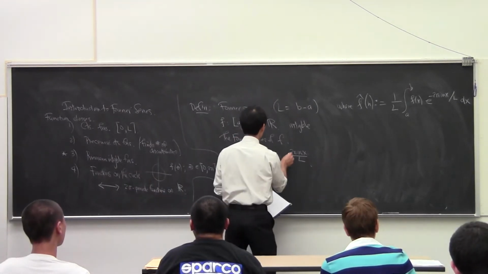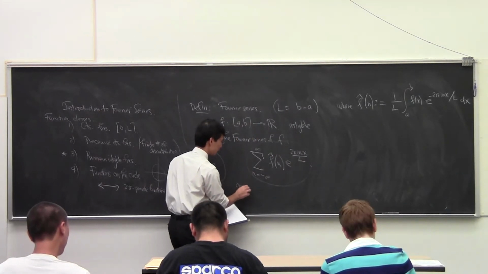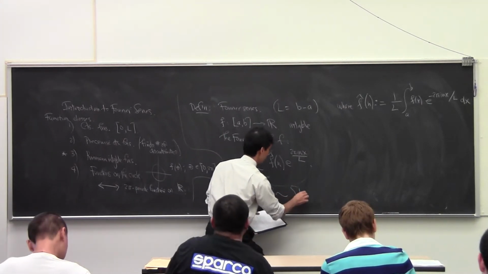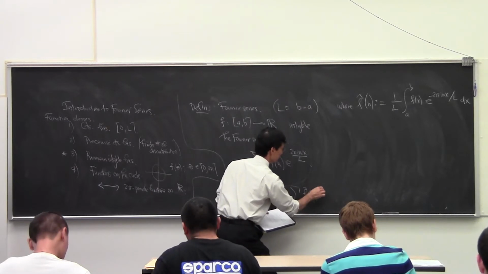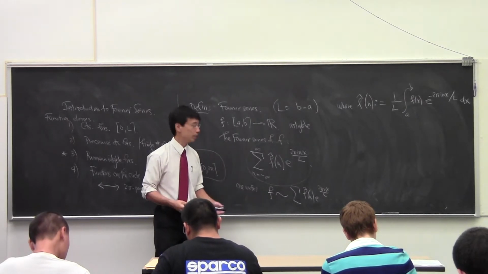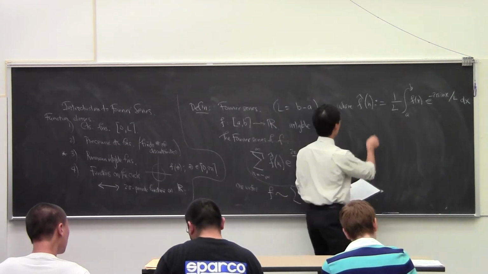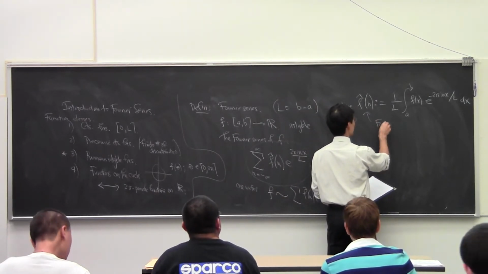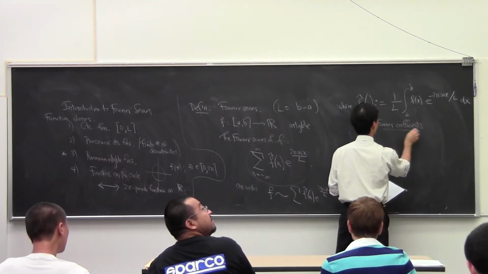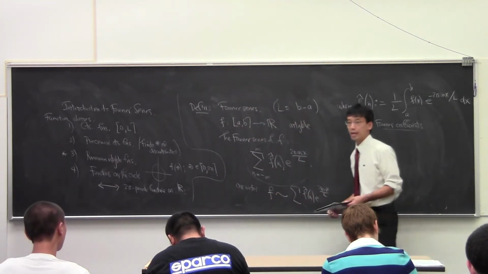Okay, and so this thing is called the Fourier series, and one writes f twiddle the Fourier series to say that this thing is the Fourier series of f. We're not saying that it's equal because it may not be equal. Okay, and then these are called the Fourier coefficients.